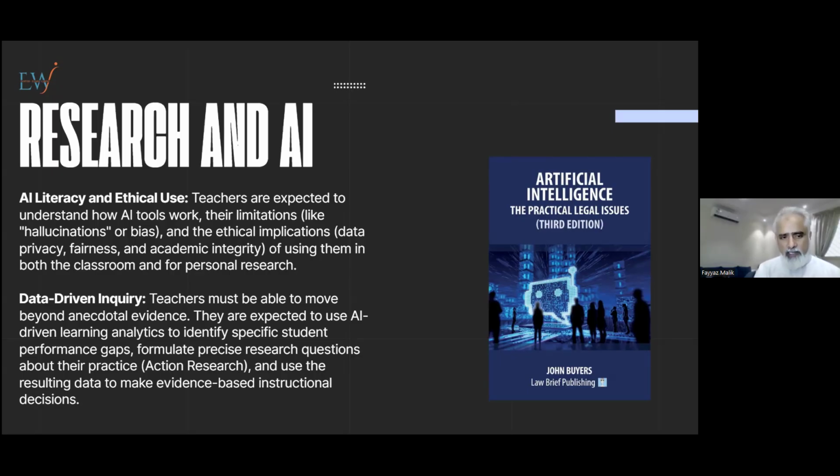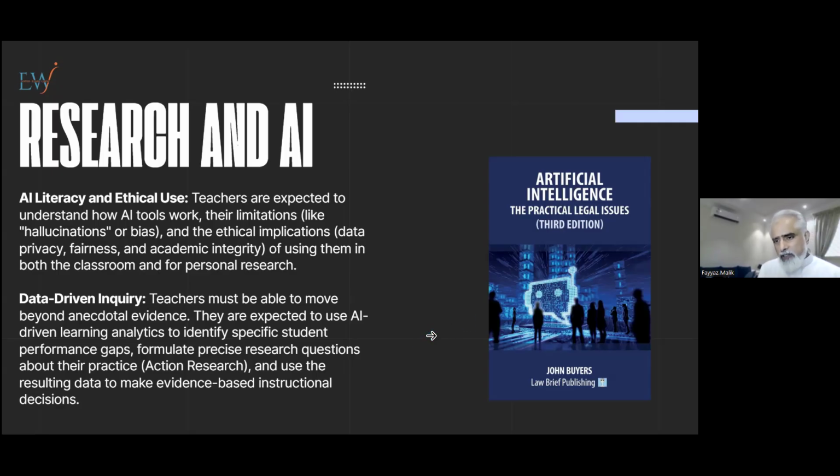And data-driven inquiry: teachers should be able to move beyond anecdotal evidence. So they use AI in such a way that learning analytics become a way to identify specific student performance gaps. They should be able to formulate precise research questions about their practices and use the resulting data to make evidence-based instructional decisions.